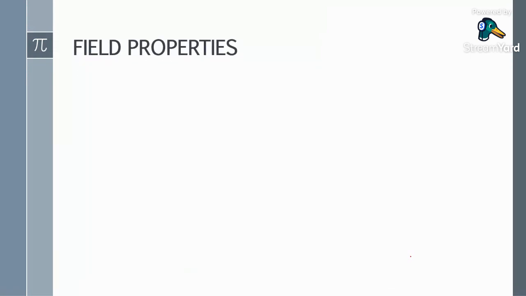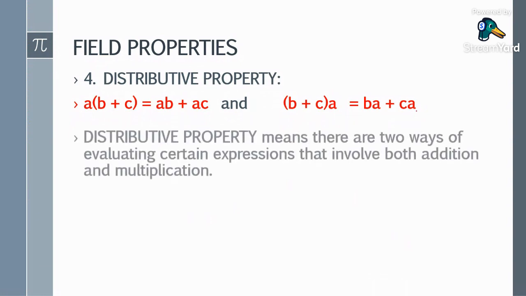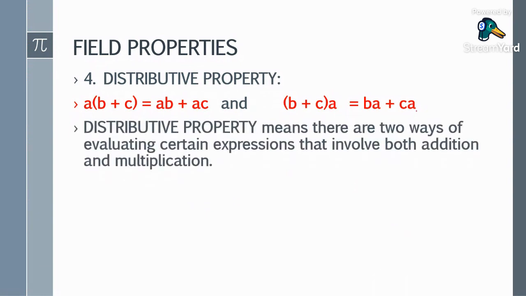Okay, so let's proceed to another property. This is the distributive property. In the distributive property, A times the quantity of B plus C is equal to AB, A times B plus A times C. And the quantity of B plus C times A is equal to B times A plus C times A. So what is the distributive property? It means there are two ways of evaluating certain expressions that involve both addition and multiplication.